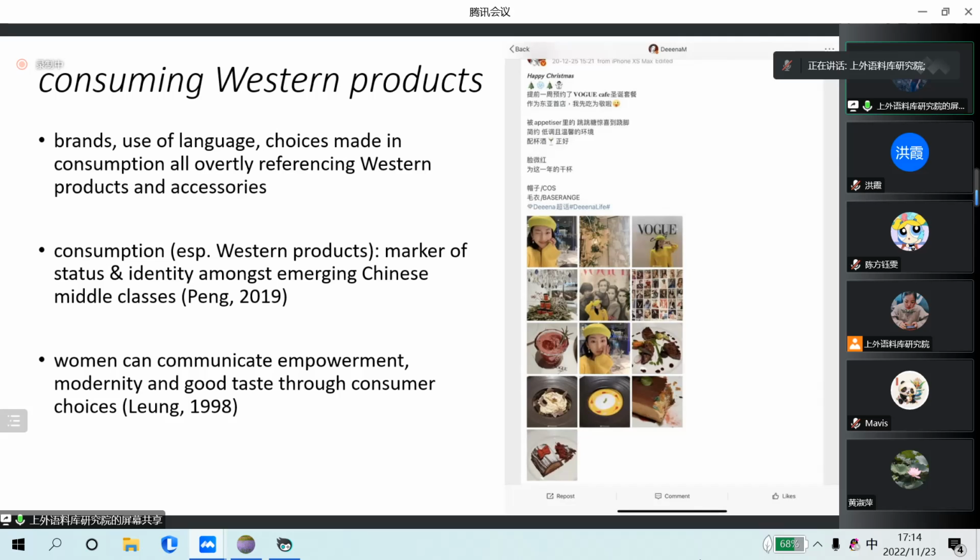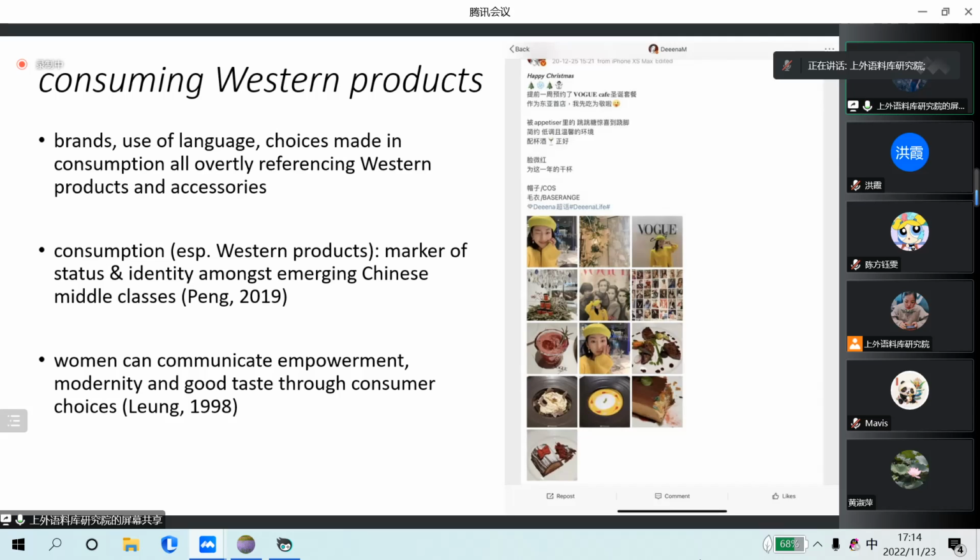She's gone to the Vogue Cafe, right? She's mentioning this Vogue Cafe, and that is not a coincidence. She's selected to go to the Vogue Cafe because it's Western. It's a brand. And also the way she uses language here. She talks about appetizers, for example, which is typical for Western dining habits. The choices she makes in consumption here are all overtly referencing Western products and accessories.